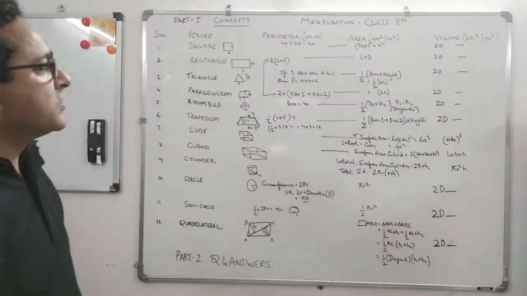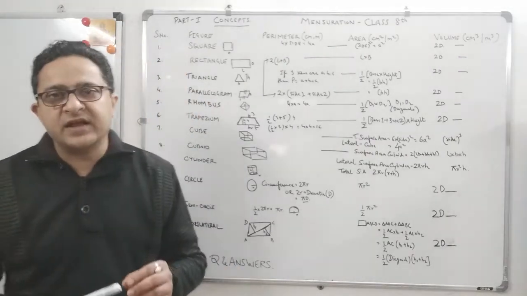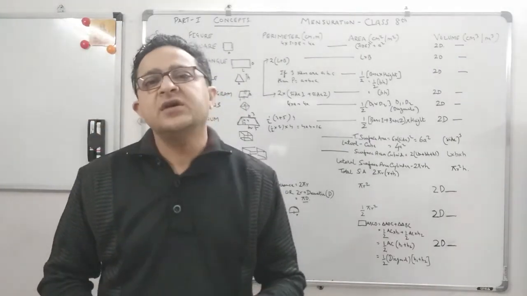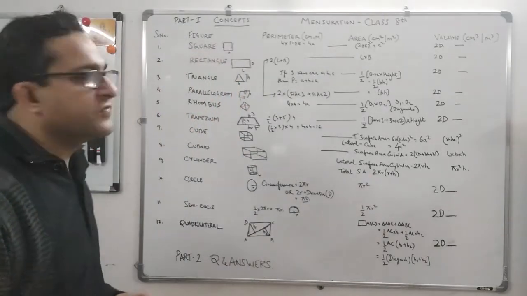Now let's talk about the volume. The volume of the cuboid is length into breadth into height, like a matchbox. A matchbox is rectangular, it's a cuboid. Length into breadth into height. Okay, that's the volume.